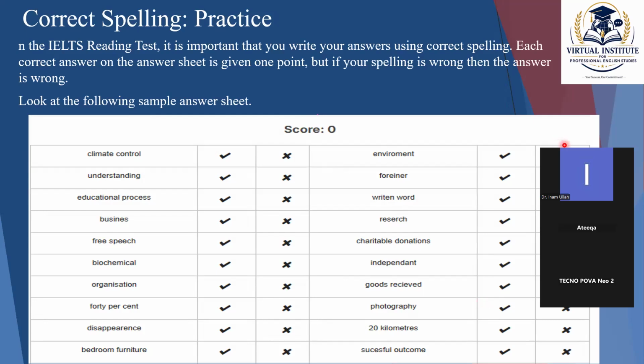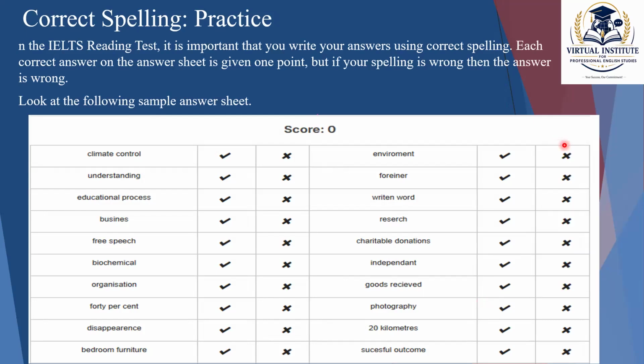Spelling is another important element, and we need to understand this as well. In an IELTS reading test, it is important that you write your answers using correct spelling. Each correct answer on the answer sheet is given 1 point. But if your spelling is wrong, then your answer is wrong. Now look at these spellings and tell me whether they are correct or not. Climate control, is it correct or not?